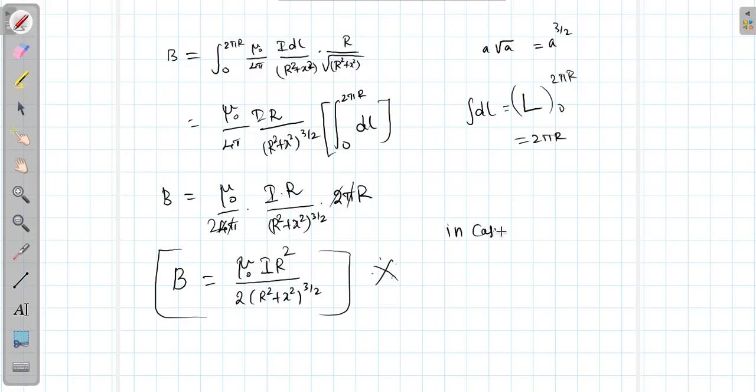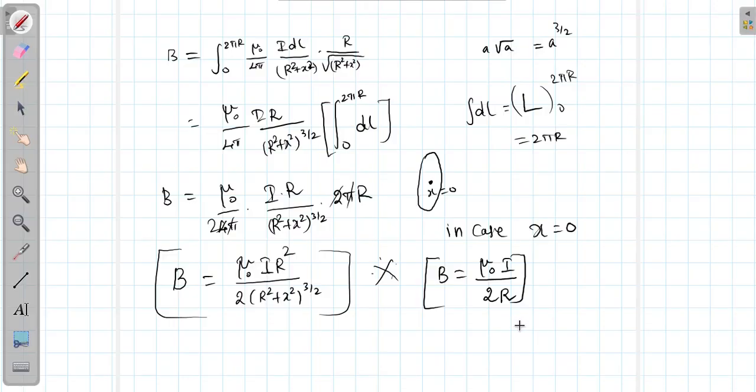In case x equals 0, it means at this particular point, here it is x equal to 0. What is the magnetic field? We put the value x equal to 0. B becomes mu naught I, here it becomes r to the power 3, and in the numerator you have r squared. Therefore, the value becomes mu naught I by 2r. Do you understand? Just memorize both formulas. Both the formulas, at the center and on the axis, are very, very important.